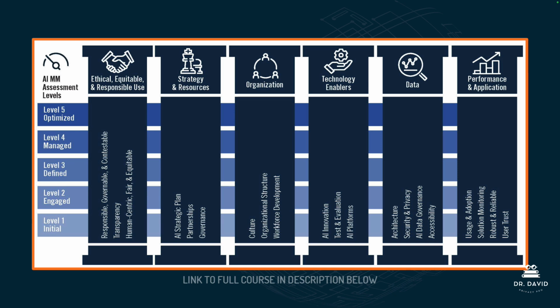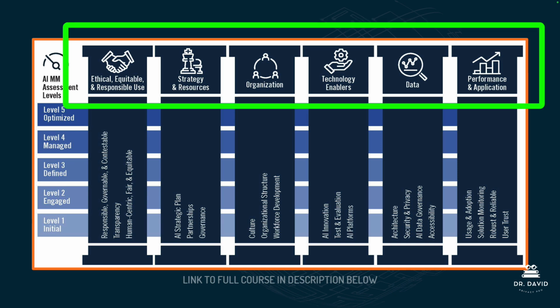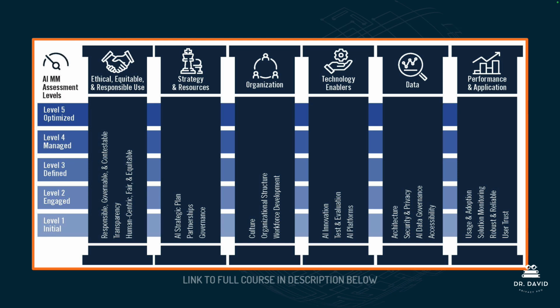Now, with regards to what you're graded on, what you're tracking from level 1 to level 5, with this particular maturity model, MITRE has organized 6 different pillars. You can see those at the very top: ethical, equitable, and responsible use, strategy and resources, organization, technology enablers, data, and finally, performance and applications. And each of those pillars have anywhere from 3 to 4 subcategories.